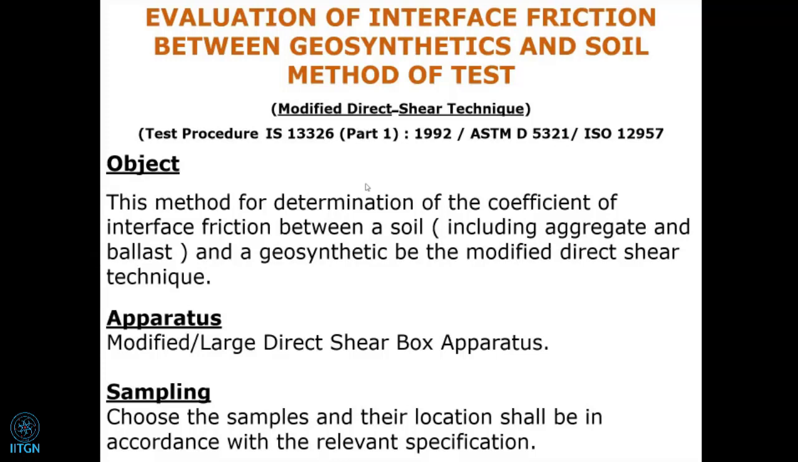And soil versus soil interface, we can use, and soil versus geosynthetic interface. Both kinds of testing can be performed in this equipment. Here we will discuss today the determination of coefficient of interface friction between soil as well as geosynthetics. In today's session, we will discuss geogrid.